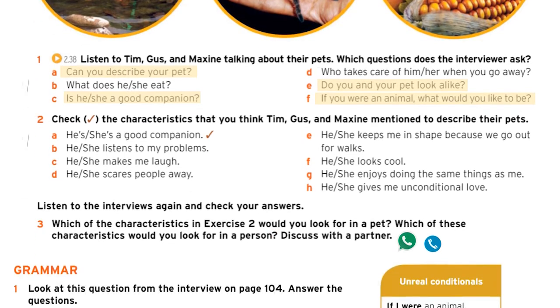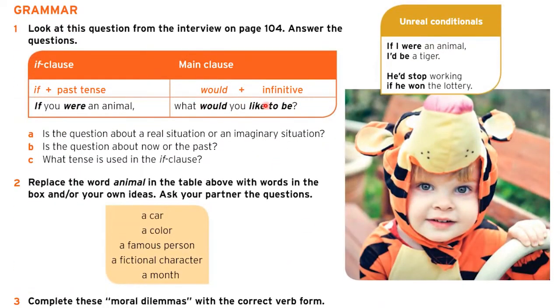Alright, very good. Now, moving on to the grammar topic, we have unreal conditionals. In the first exercise we have, look at this question from the interview on page 104. Answer the questions. So we have this table and we have this sentence. If you were an animal, what would you like to be?